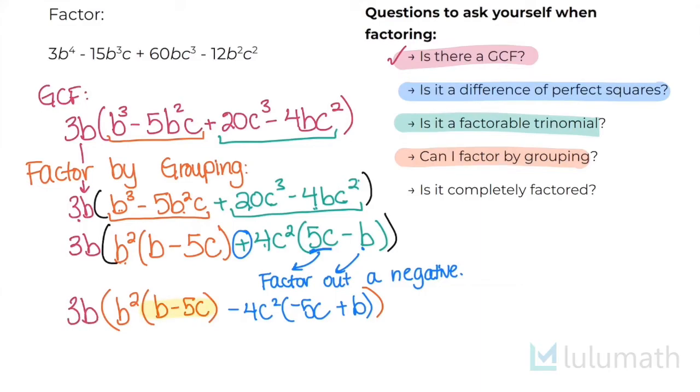Now, if you see here, this b minus 5c is exactly the same as this negative 5c plus b. It's just written in a slightly different order. So I'm going to factor out this b minus 5c, and then what's left over is this b squared here, and then I have a minus 4c squared left over right here.